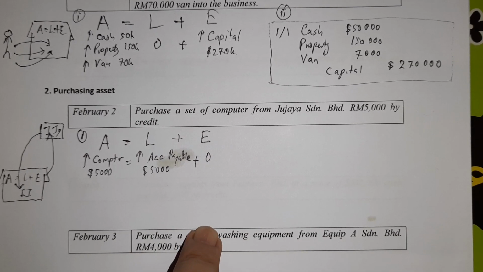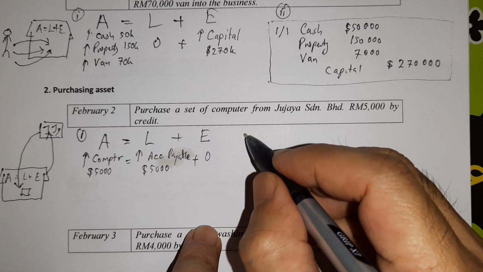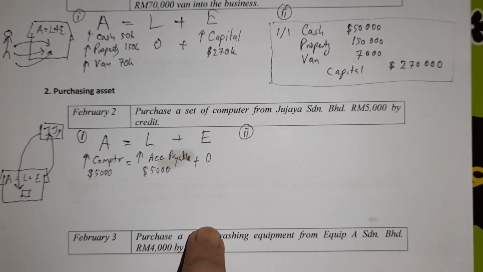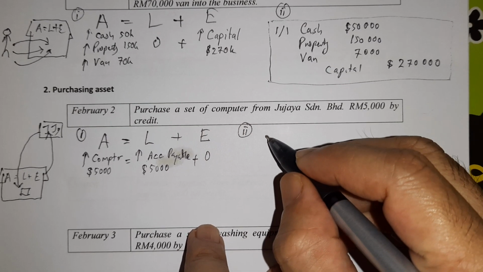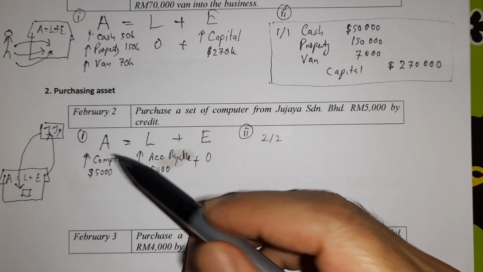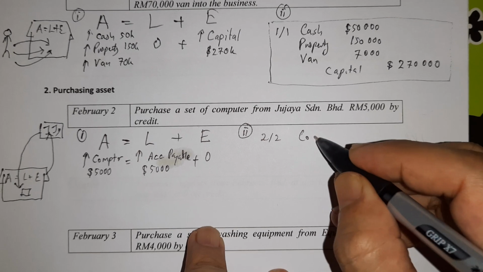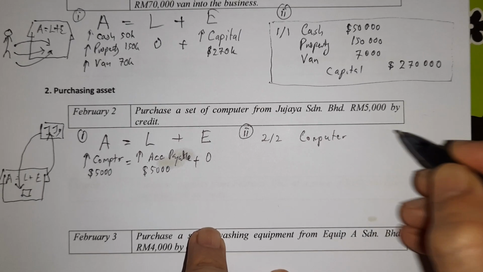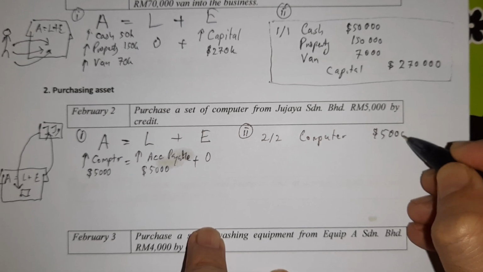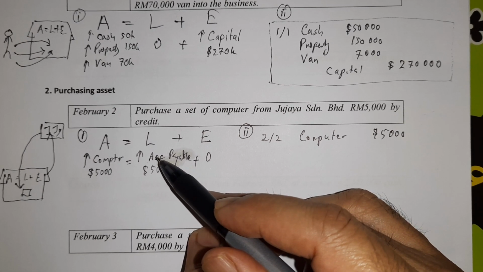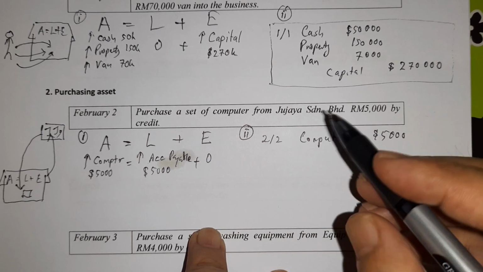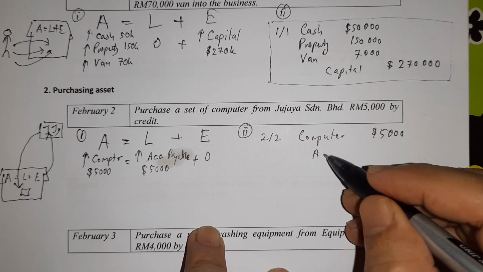Okay, so now you have to do the second thing required by the question. You have to show the journal entry. So for the journal entry, first you have to write the date, 2nd of February. See here, asset increase, so you debit account computer. The amount is 5,000. And then there is an increase in liability. According to the rule of debit and credit, liability increase, you have to credit. So credit account payable.